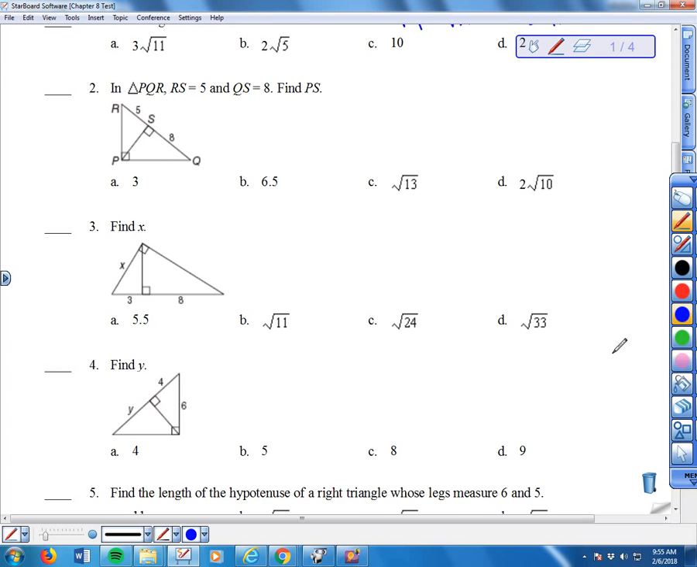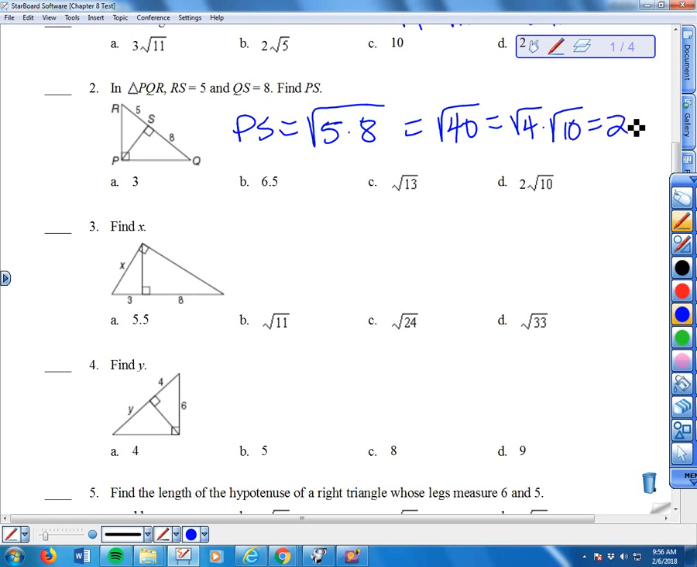This one we want to find PS, so we're going to use the altitude. Well, the altitude, PS, is the geometric mean between the 2 parts of the base. And so that's the square root of 40, which is the square root of 4 times the square root of 10, which is 2 square roots of 10.